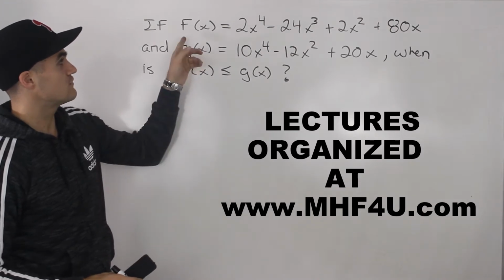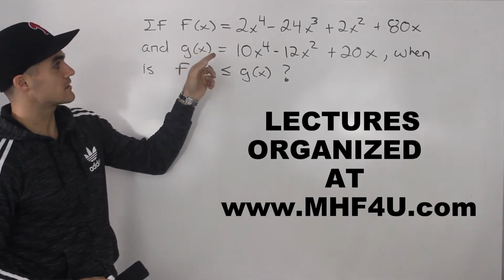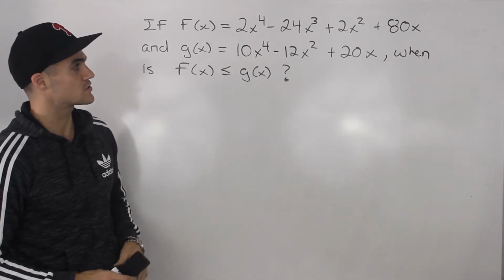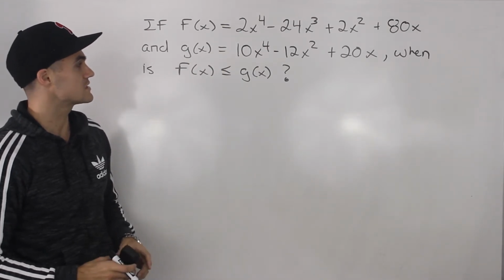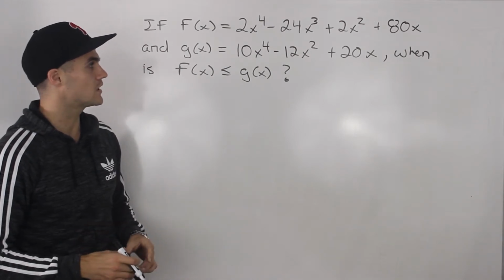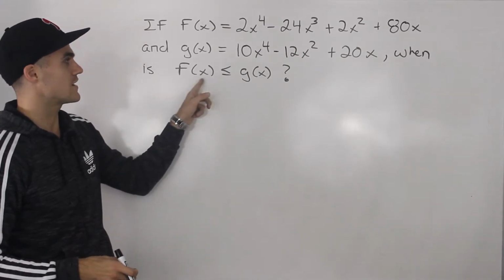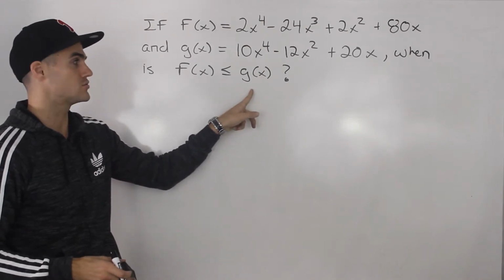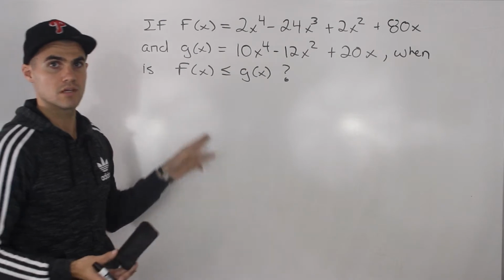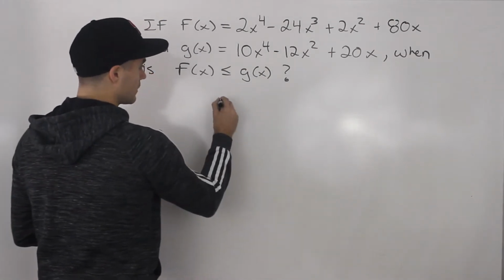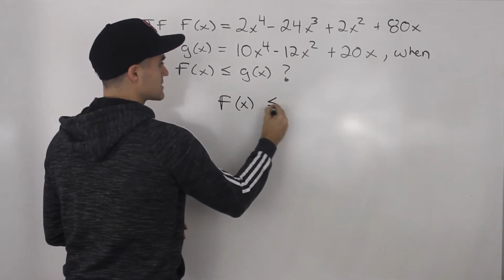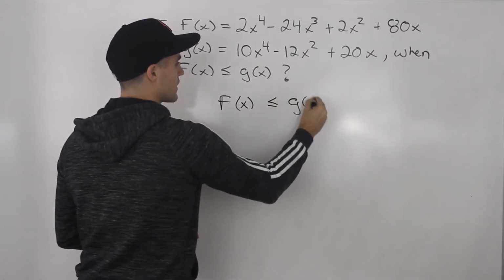So if f of x is equal to 2x to the power 4 minus 24x cubed plus 2x squared plus 80x, and g of x is 10x to the power 4 minus 12x squared plus 20x, when is f of x less than or equal to g of x? Well, notice this is just going to be an inequality, right? They're asking us, when is f of x less than or equal to g of x?